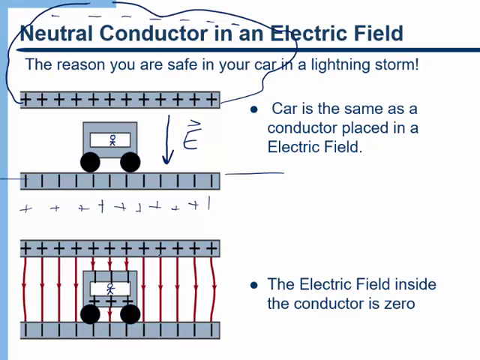Now, even if we do get a bolt of lightning, that bolt and the electricity that it contains will stay on the outside surface of the car and eventually get down to the ground. And in fact, this is why the rubber tires don't help you, because if the lightning bolt can get all the way from the cloud to your car, it can certainly get from your car down to the ground, and that's in fact exactly what happens.